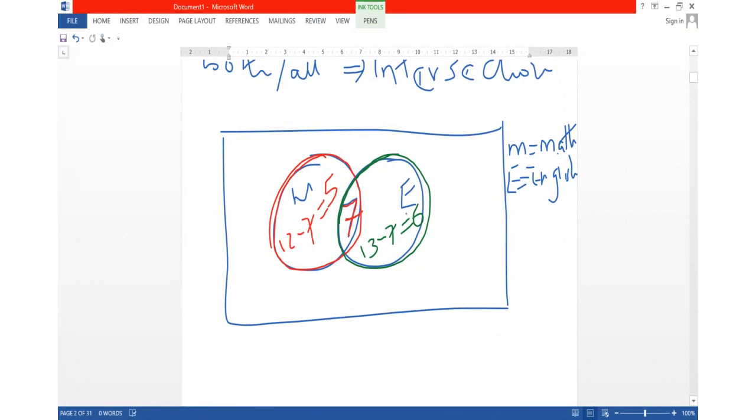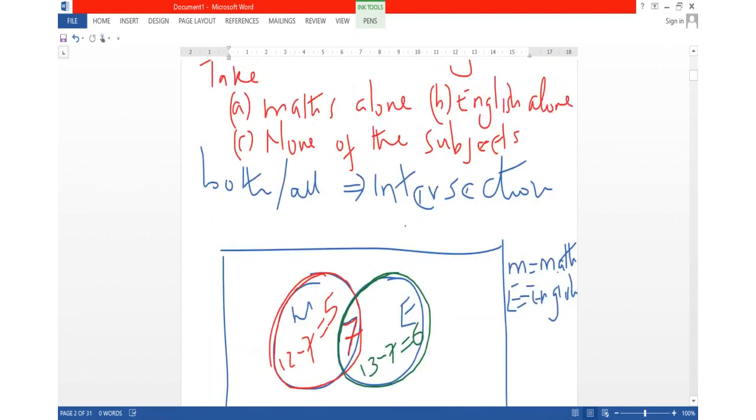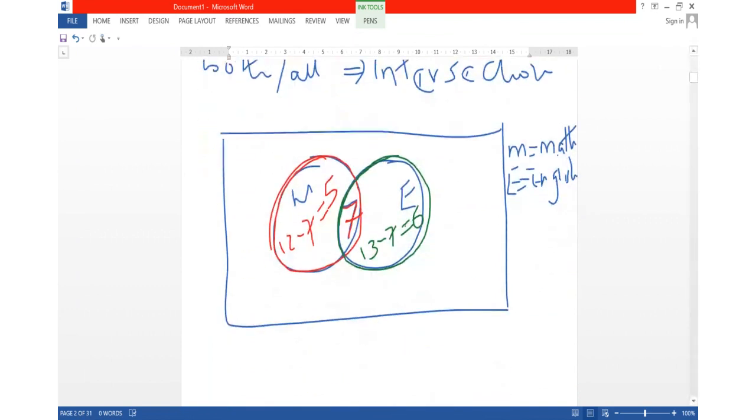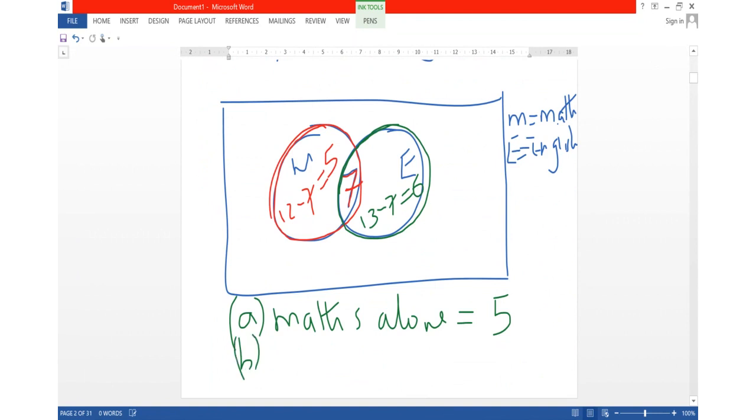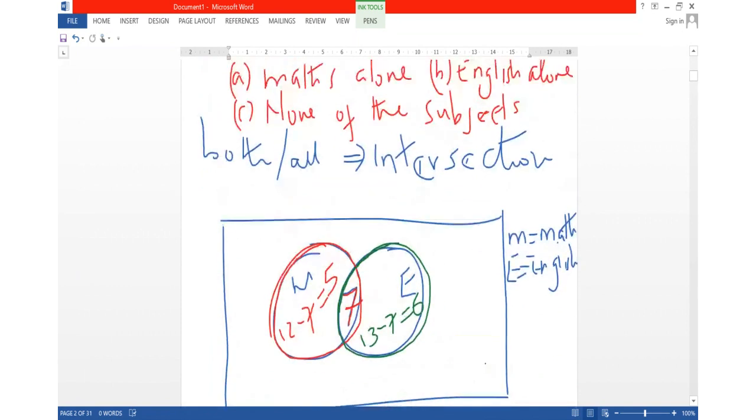And then we have 6 that are doing English alone. Let's go and answer our question with that. Part A, how many students are doing maths alone? The number of students who are doing maths alone will only be 5. And the number of students who are doing English alone, basically there's no intersection anywhere, will only be 6. There are only 6 students. And part C, none of the subjects.